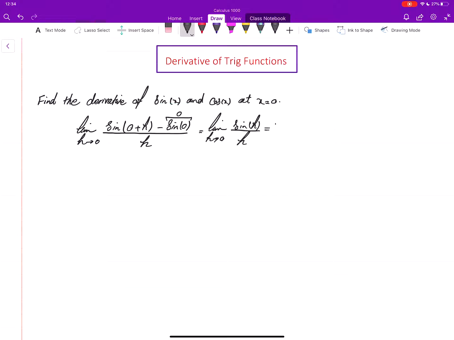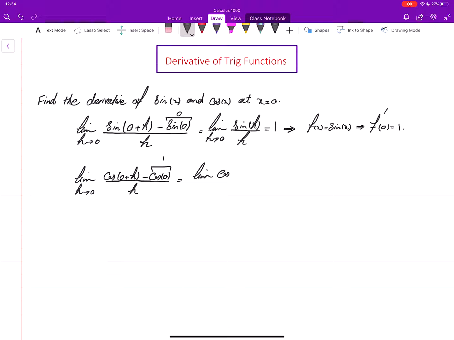And this is the limit that we studied before. And well, this means what? It means that if a function is sine x, the derivative at 0 is going to be equal to 1. How about the cosine function? So cosine of 0 plus h minus cosine of 0 over h as h approaches 0. Well, cosine of 0 is 1, so what we get here is cosine of h minus 1 over h.